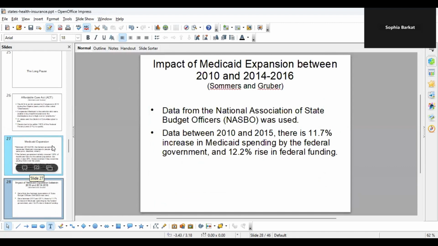Impact of Medicaid expansion between 2010 and 2014, 2016. Data from the National Association of State Budget Officers was used by Somers and Gruber, and they looked at data between 2010 and 2015. They see an 11.7% increase in Medicaid spending by the federal government and a 12.2% rise in federal funding.